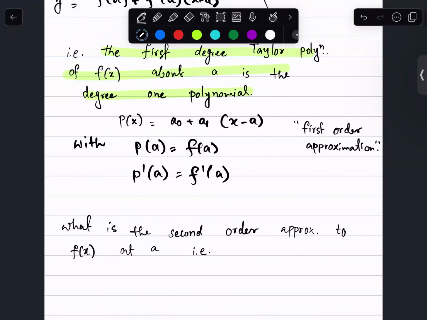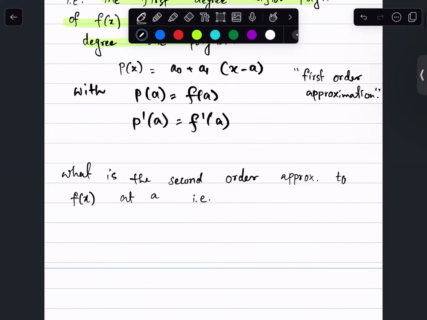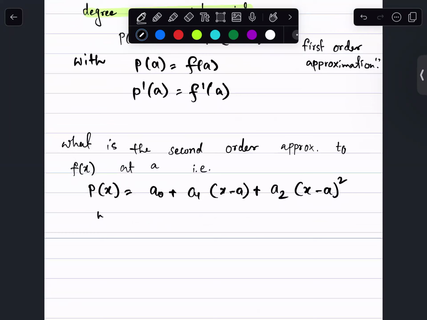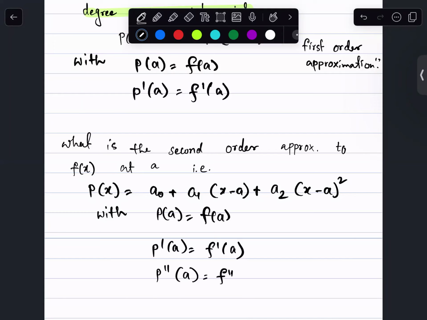Similarly, the second order approximation to f(x) at x equal to a would be p(x) is equal to a0 plus a1 times (x minus a) plus a2 times (x minus a) squared, right? Degree 2, so that's (x minus a) squared. But then this p(x) is a degree 2 polynomial, and it has to satisfy the following conditions: p(a) is the same as f(a), p prime a is the same as f prime a, and p double prime a is the same as f double prime a.